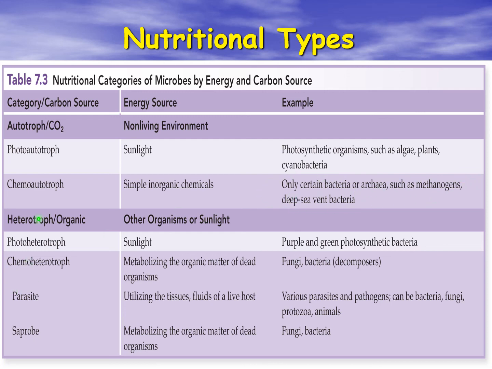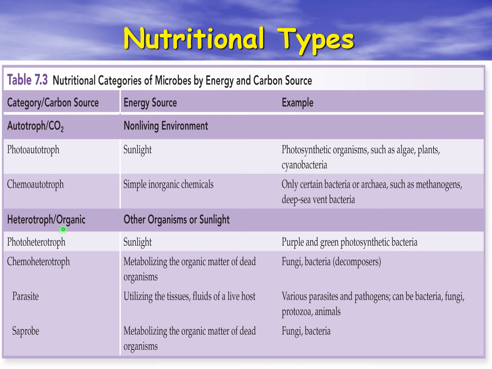Now, if you get your carbon from an organic substance, such as carbohydrates, but you use sunlight as your energy source, then we're going to call you a photoheterotroph. And this would include the purple and green photosynthetic bacteria, which again don't cause disease in humans, so we're not going to talk about them.